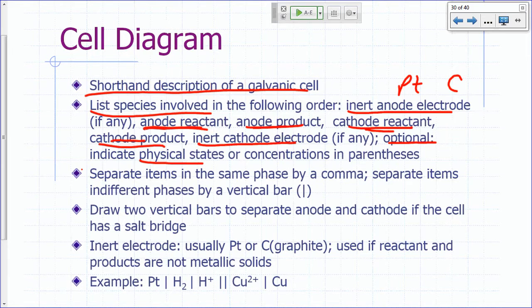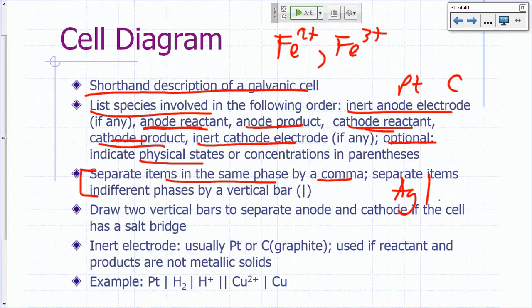Now, when you draw your cell diagram, you separate the items that are in the same phase by a comma. So if you have, for example, in your anode, iron with a +2 charge and a +3 charge, you separate them by a comma. If they're in different phases, for example, a piece of silver metal and a silver ion, they are separated by a vertical bar, because your silver metal is a solid and your silver ion is in aqueous solution. So you separate them with a vertical bar.